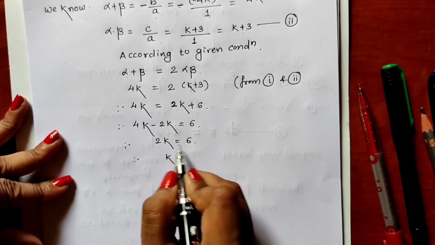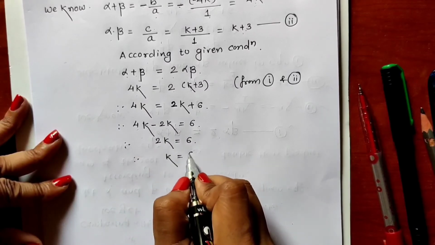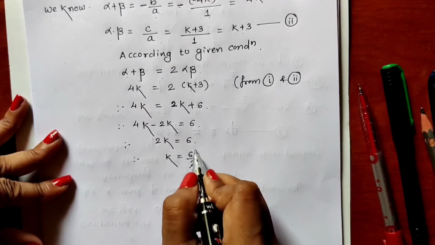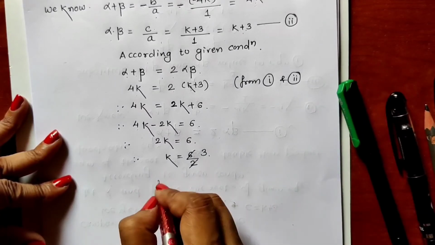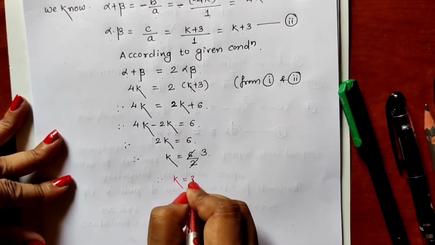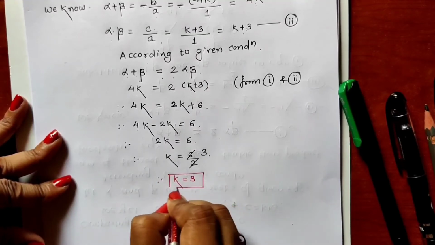this 2 we have to transfer from left to right. Here it is multiply by, so it will become divide by. 2 1s are 2, 2 3s are 6, and hence the k value we have got is 3. In this way we can get the value of k.